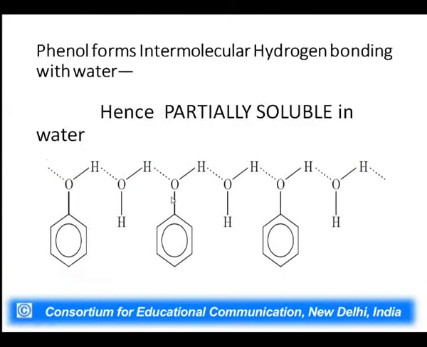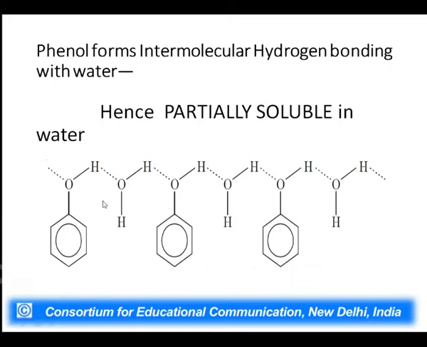No such bonds are formed in toluene. Next, phenol is also capable of forming intermolecular hydrogen bonds with water molecules. As a result of this, phenol is partially soluble in water. Whereas if I talk of methanol or ethanol, we say they are freely soluble in water. There also we have intermolecular hydrogen bonding. It is because of this intermolecular hydrogen bonding that phenol is soluble in water.